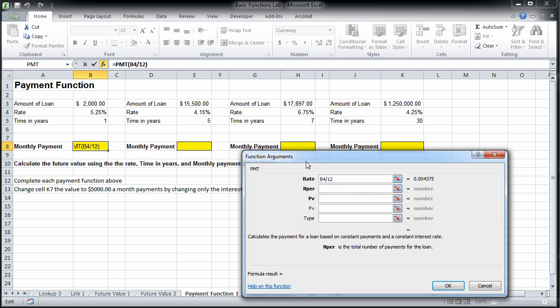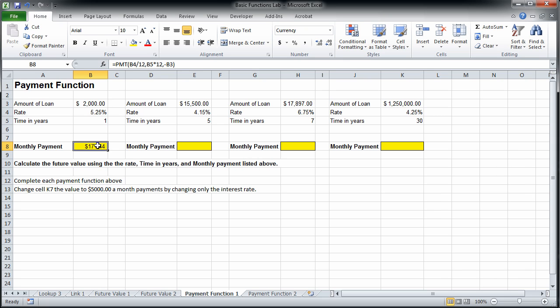Number of periods? Well, it'll be 1 year times 12. Could I have just put in 12? Absolutely, but I like to keep it consistent throughout every single formula I do. The present value, the amount I'm going to pay, again, I'm going to do a negative, so I get a positive result. The amount of loan, in this case, is $2,000, so that's the present value of the money. We're going to figure out what the bank gets. Well, there's $171 a month that I'm going to pay.